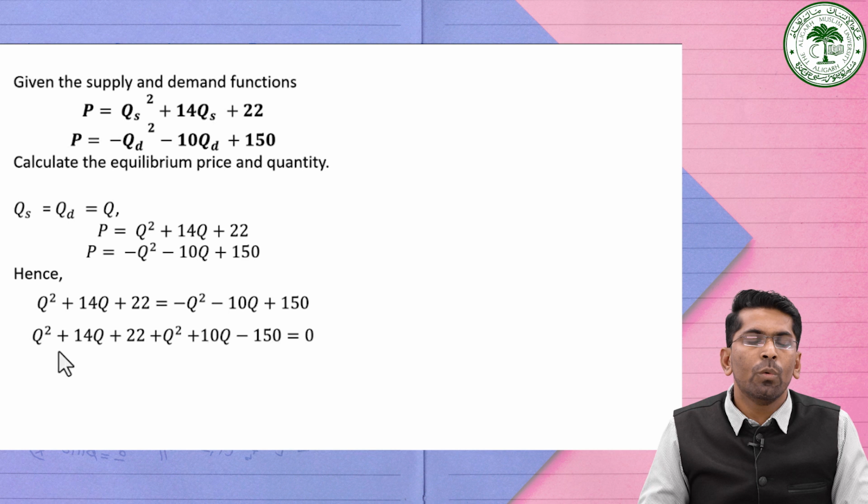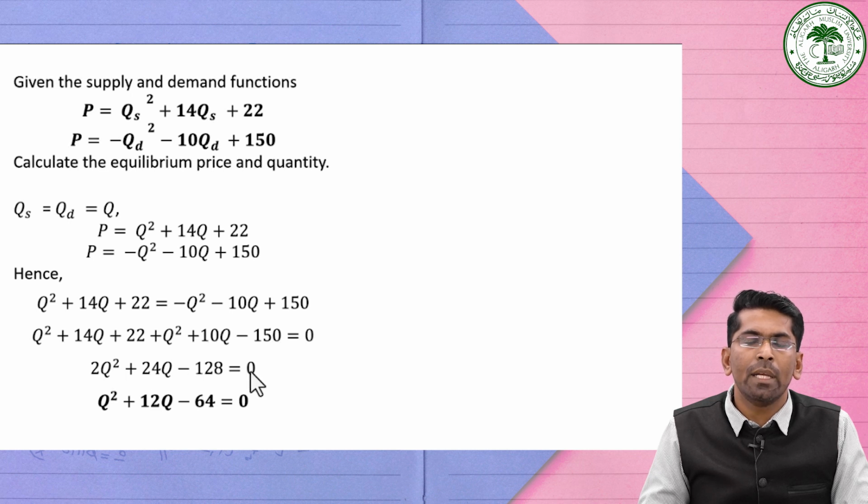So it is Q square plus 14Q plus 22 plus 2Q square plus 10Q minus 150. If we simplify it, Q square and 2Q square will become 3Q square... it will become 2Q square plus 14Q plus 10Q, which is 24Q, and 22 minus 150, which is minus 128. Here we have a quadratic equation. We simplify it by dividing both sides of the equation by 2. Then the equation becomes Q square plus 12Q minus 64, which is equal to 0.